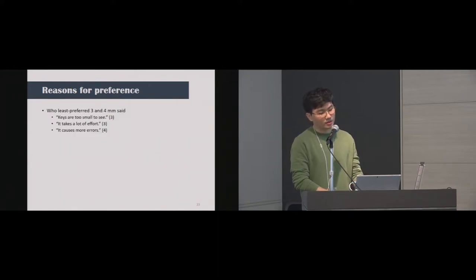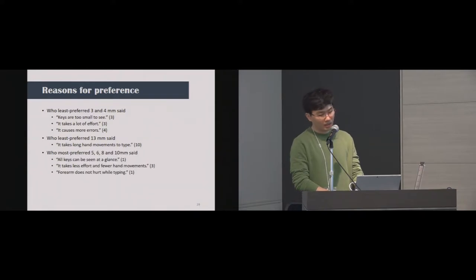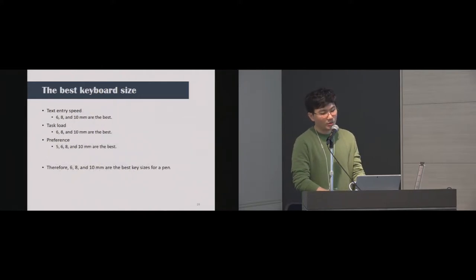Participants who least preferred the keyboard with 3 and 4 mm commented that the keys are too small to see, it takes a lot of effort, and it causes more errors. Participants who least preferred the keyboard with 30 mm commented that it takes long hand movement to type. Participants who most preferred 5, 6, 8, and 10 mm commented that they had fewer usability problems. From the result of experiment 1, we can conclude that 6, 8, and 10 mm are the best key sizes for tap typing with a pen.